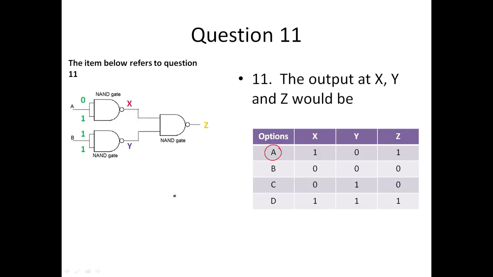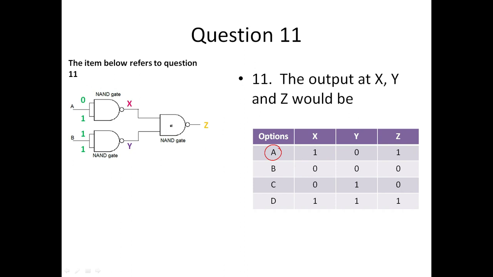With this one, we have all NAND gates. So whatever an AND gate would produce, the NAND gate would be the opposite. So if 0 times 1 is 0, then you should get 1 at X. So wherever X is either A or D, B and C are eliminated one time. Now Y is supposed to be 1 times 1 gives you 1, NAND gate being the opposite, so it will give you 0. So we're going to stick with A.